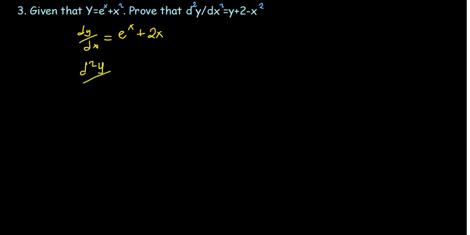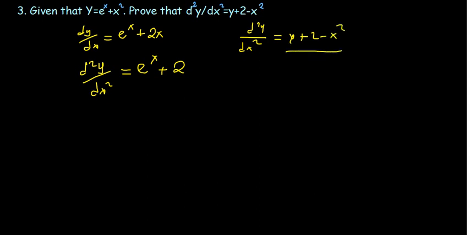Now d2y is differentiating this for a second time, so that would be d2y over dx2. Now this is going to give us, again, differentiate e to the power x, it will just give you e to the power x. Differentiate 2x to just give a 2. Now we'll come on this one. We want to show that d2y over dx2 is y plus 2 minus x squared. And how are we able to show that? Well, d2y over dx2 is equal to y plus 2 minus x squared.